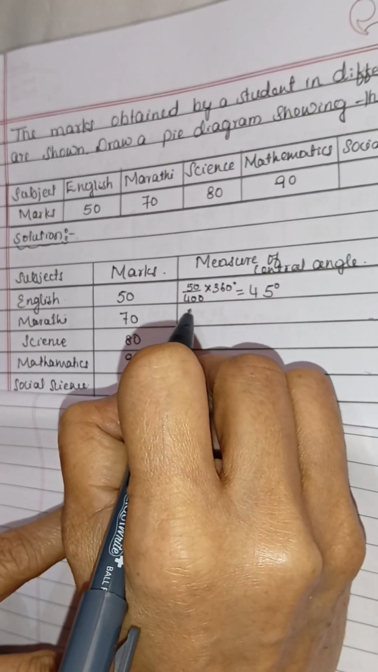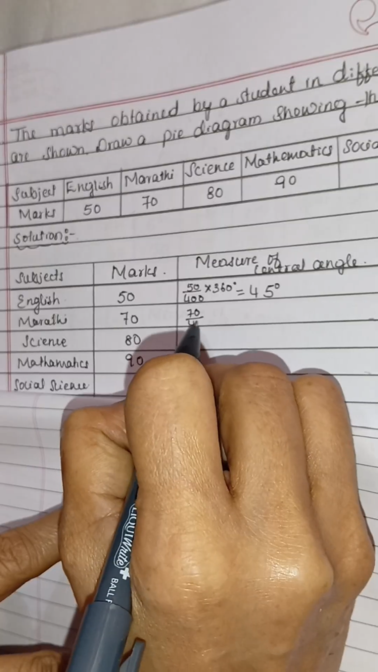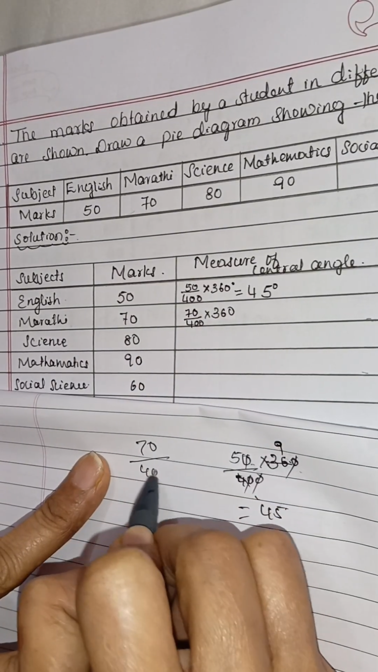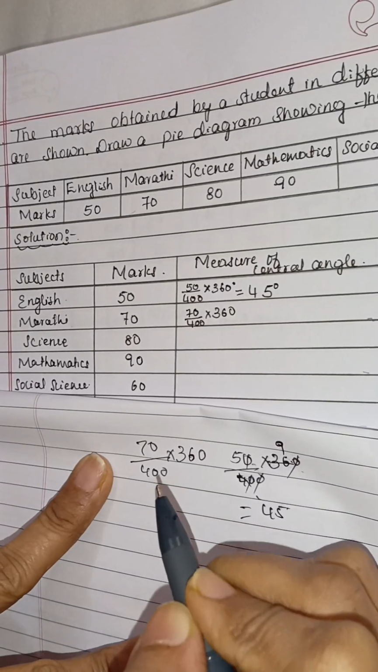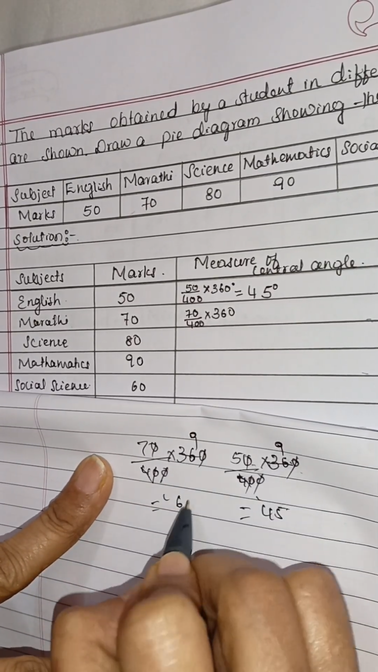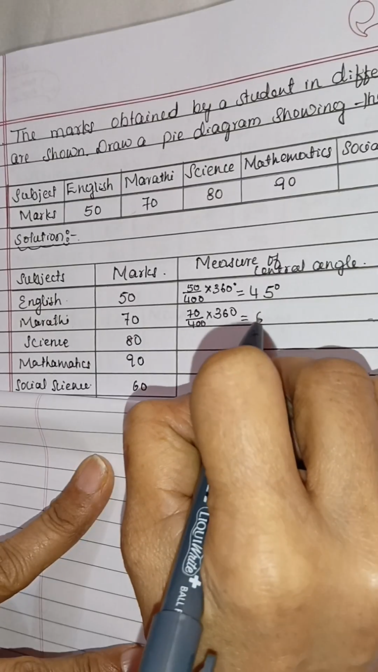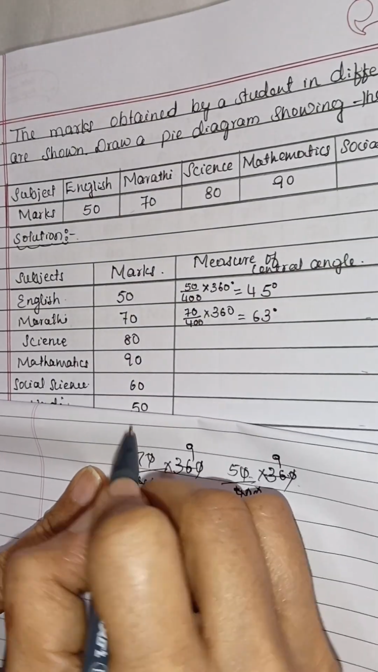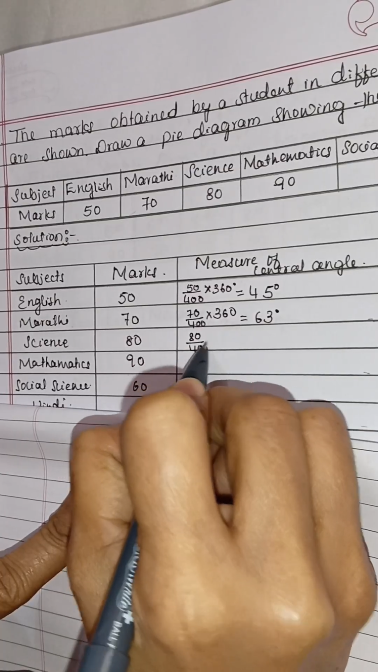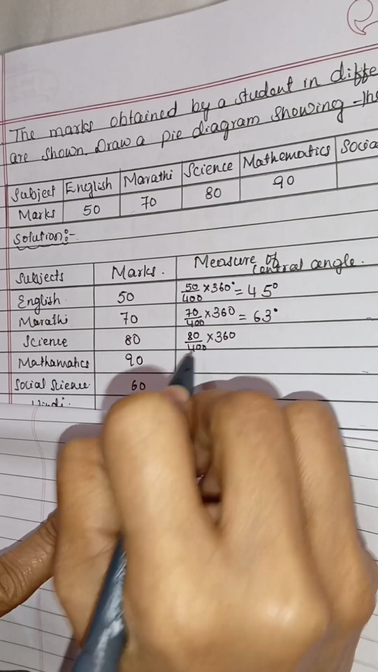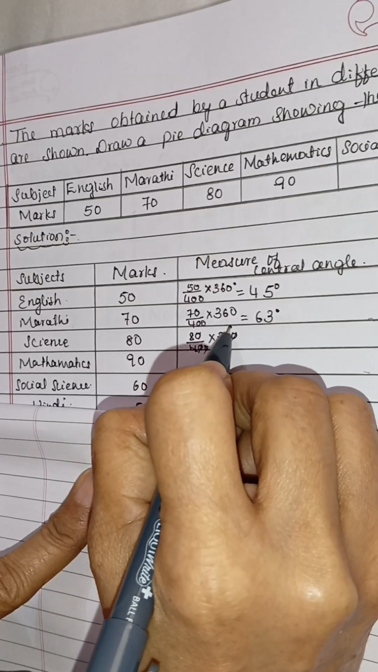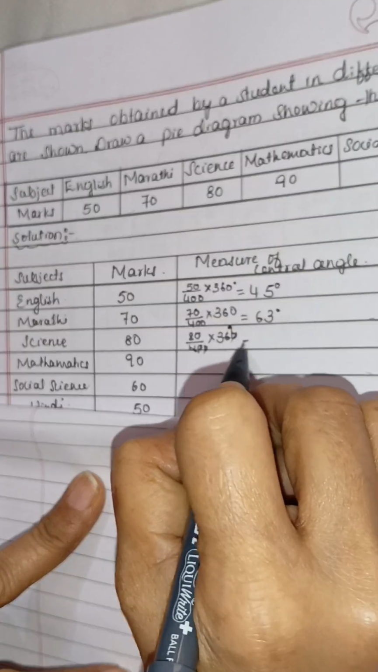Second one, 70 out of 400 multiplied by 360. 70, 400, 360. Okay, this 0, this 0. 9 times 7 is 63. This is 63. Now 80. 80 out of 400. How much for 360? 0, 0, 0, 0. 4 ones are 4. I did it only here.